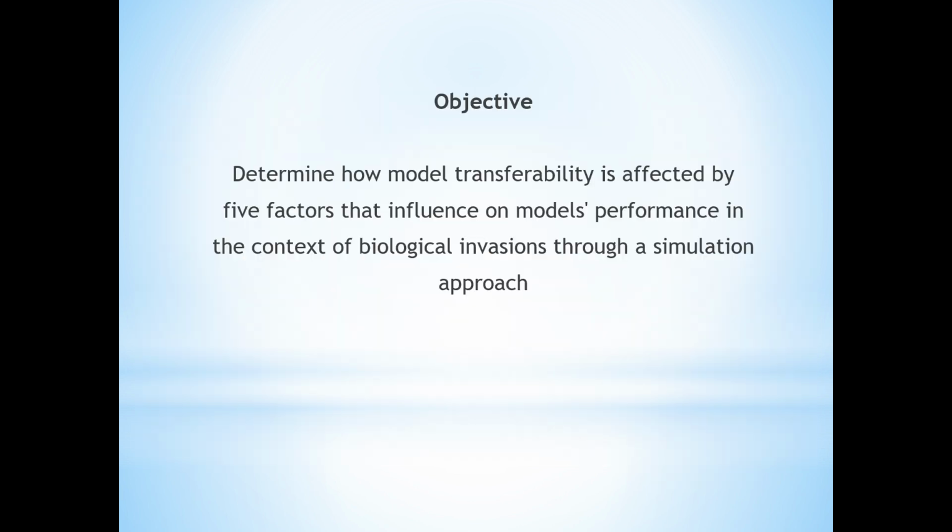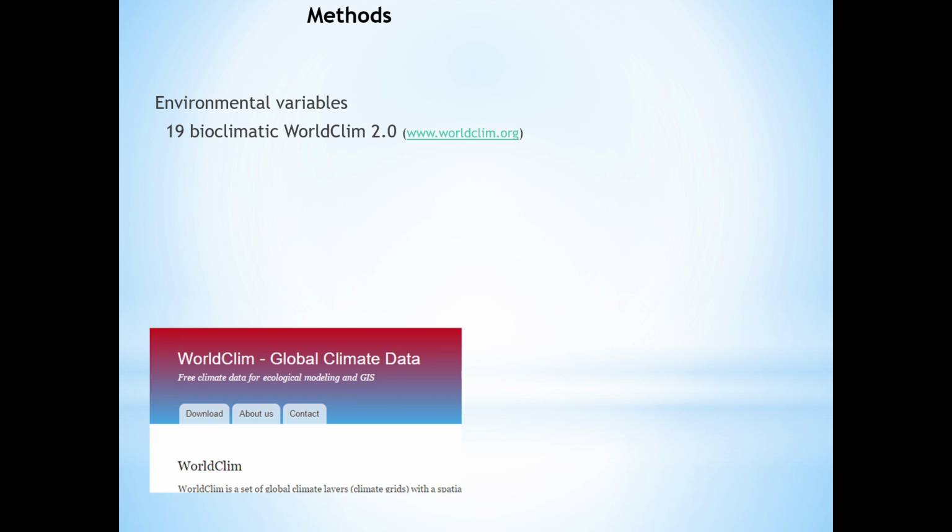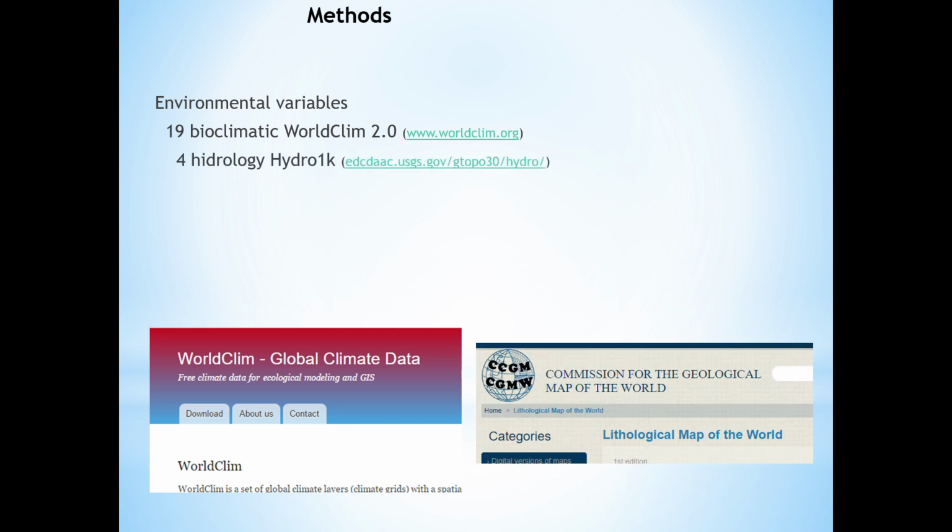In this study, we determine how model transferability is affected by 5 factors known to influence model performance in the context of invasive species, using a simulation approach. For this, we use two groups of environmental variables. The first consists of bioclimatic variables from WorldClim, containing information on precipitation and temperature. The second group are topographic variables from USGS, containing information on the hydrological features of the landscape.